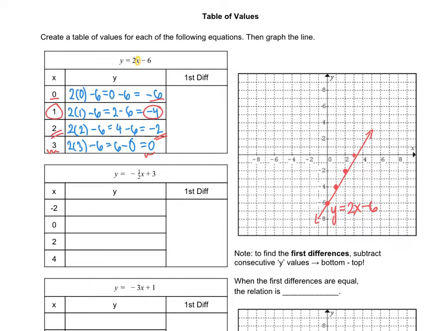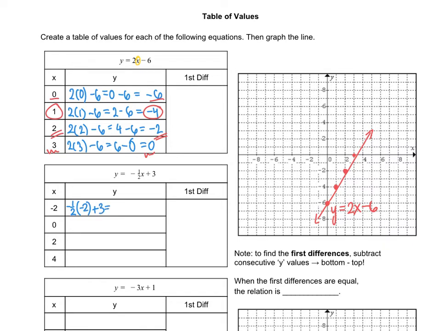Our next equation is y equals negative 1/2 x plus 3. First of all, I see that my slope is negative, so I do hope that my line will be facing downwards. I also see that the y-intercept is 3, so I can use those as a little check for myself when I do actually graph it. So negative 1/2, and then instead of x, I'm going to put negative 2.